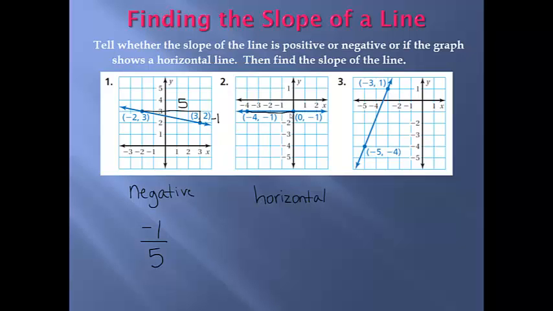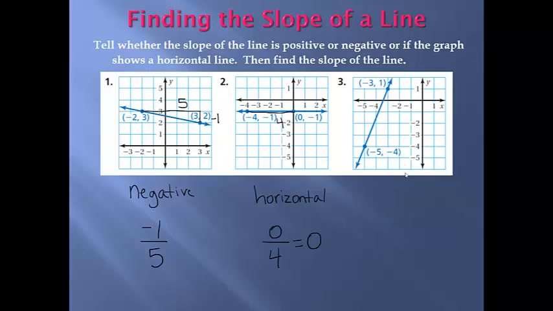Notice that we just had a run. We didn't have a rise. We couldn't go up or down on either of these to get to the next point. So our rise was 0, and we said that our run was 1, 2, 3, 4. So we have 0 over 4, which is equal to 0. A horizontal line will have a slope of 0.